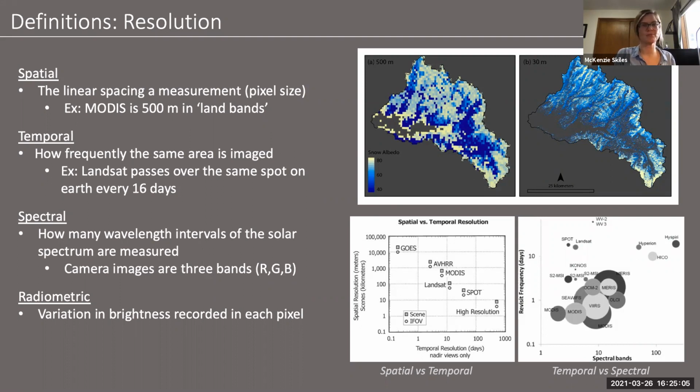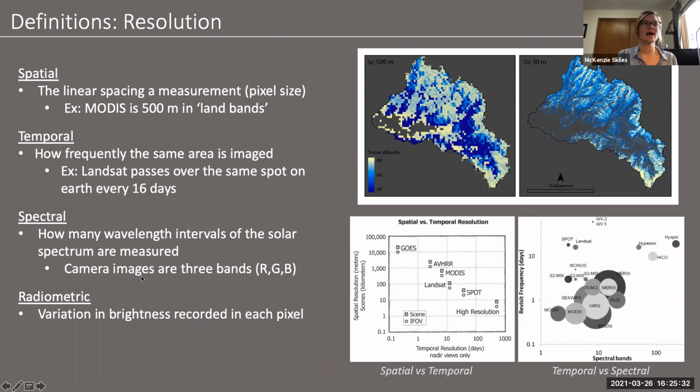And I'm showing an example over here of the resolution of MODIS at 500 meters versus Landsat at 30 meters for the same retrieval, which is snow albedo. And then temporal resolution is how frequently the same area is imaged. So an example for this is Landsat passes over the same spot on Earth every 16 days. That's the revisit time and the temporal resolution.